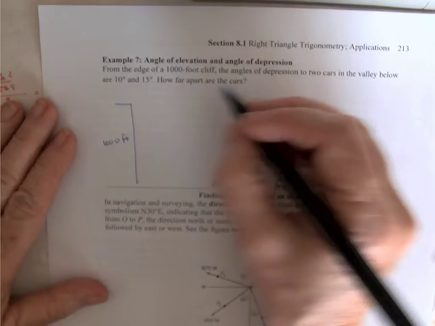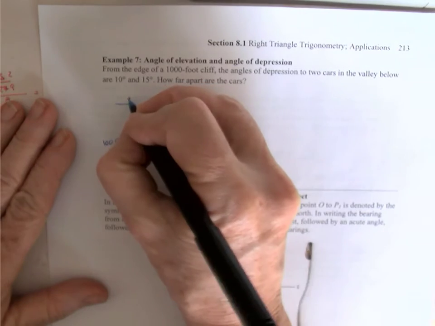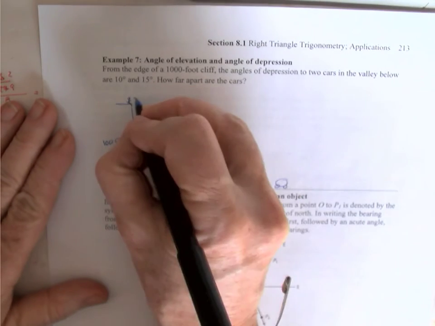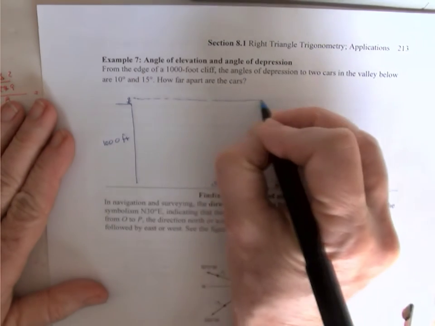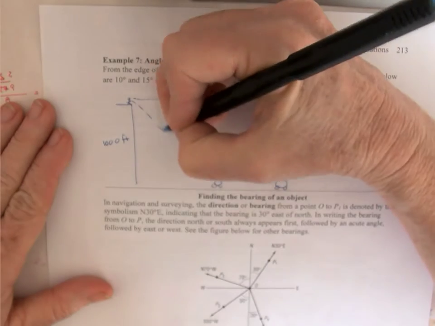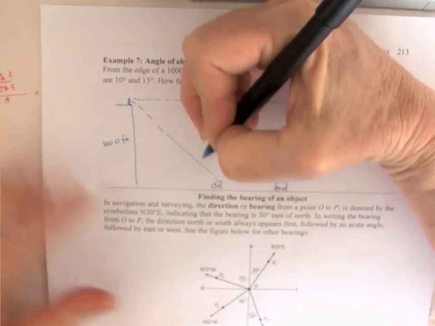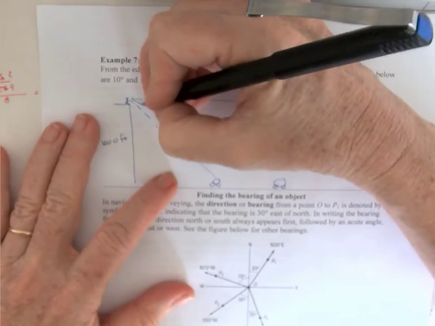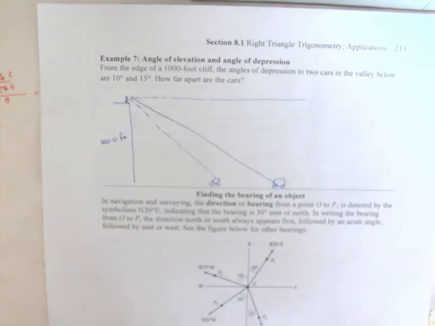And they talk about the angle of depression. Well, so we have somebody right up here. Angle of depression is always an angle below the horizontal, so this person is going to look below the horizontal at the closer car and then the further away car.